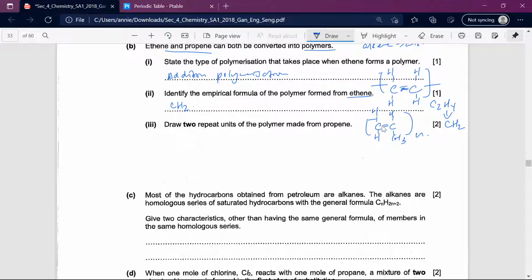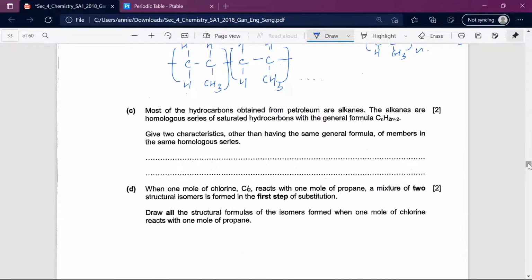So the repeat unit is actually C, and then you have H here, and then you have the CH3. Note that I do not draw the double bond here because it's already been broken, and I'm drawing the repeat unit. So this is one repeat unit, and then you have the next repeating unit, which will be the same thing, and then it will continue on. Okay, so these are the 2 repeat units made from propene.